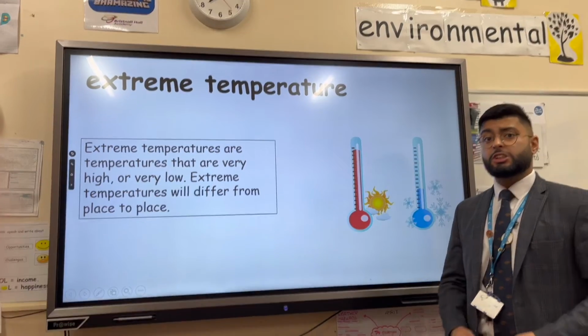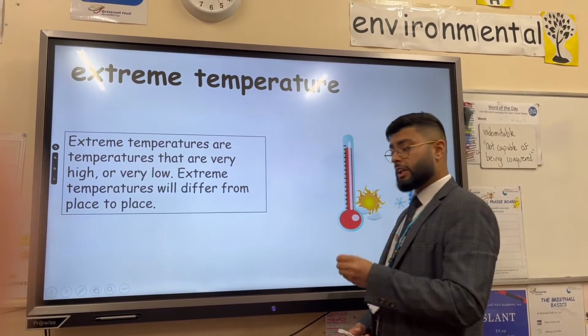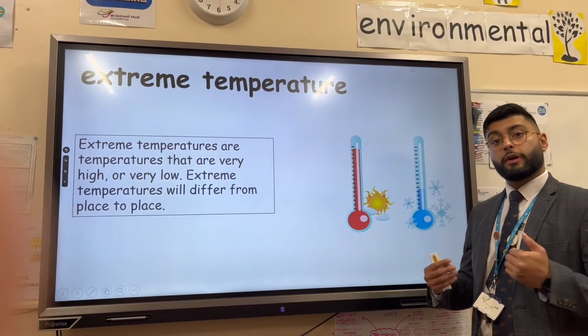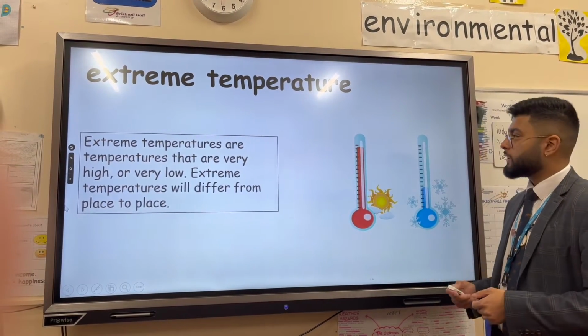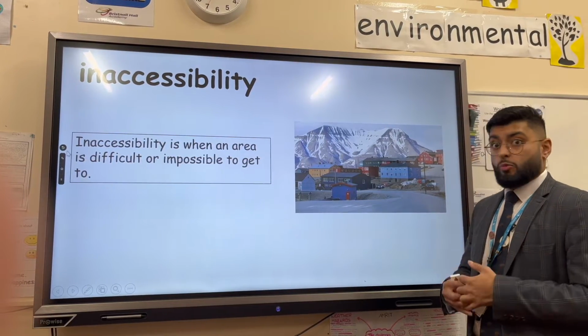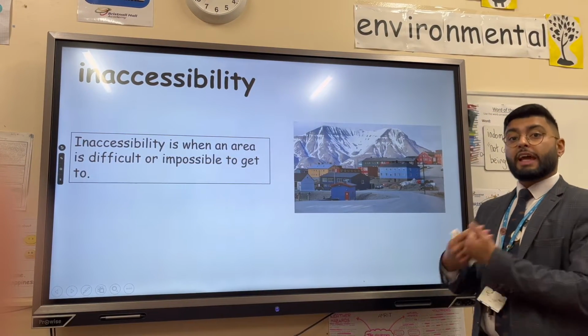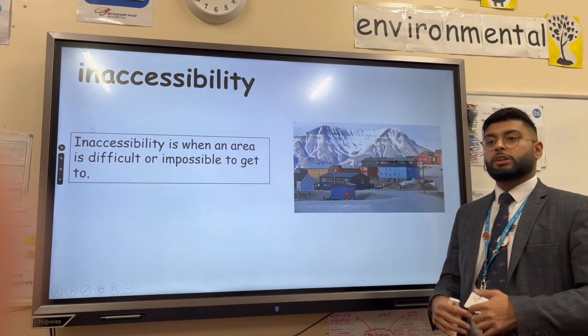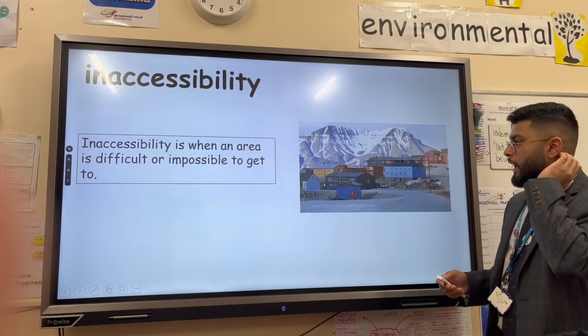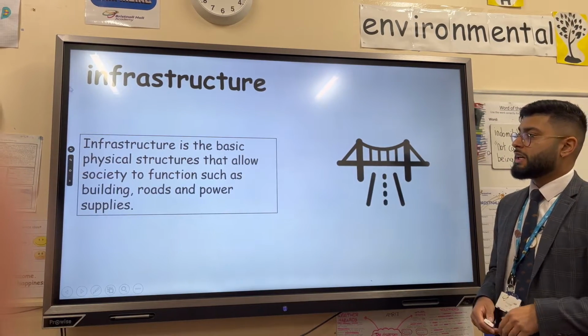Extreme temperatures are temperatures that are especially hot or cold. Obviously, when we're talking about Svalbard, we're talking about extreme cold temperatures. Inaccessibility, meaning without access, being able to get to something. So it's very difficult to get to places in Svalbard because of the lack of road infrastructure and also the permafrost.